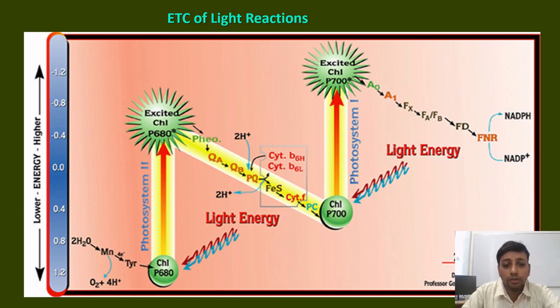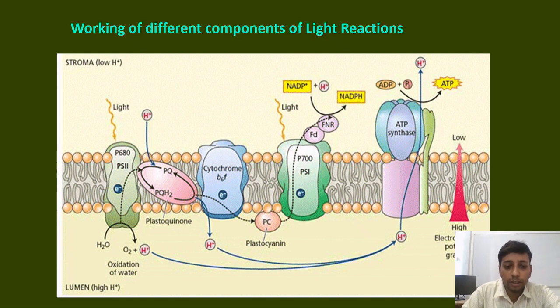Here we can see the chlorophyll P680 receiving the photon and getting excited, and this excited P680 donating the electron to pheophytin, from pheophytin to Qa, then Qb, then the plastoquinone pool, then plastocyanin carrying the electron to P700. Then excited P700 donates the electron to A0, A1, Fx, Fa, Fb, Fd, and then FNR catalyzes the synthesis of NADPH. This diagram shows the complete process.